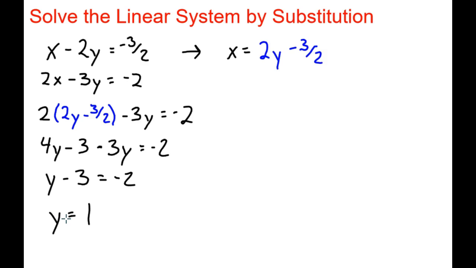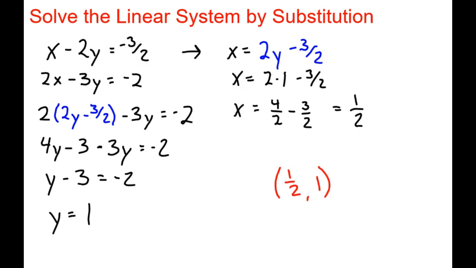Now we need to find the corresponding x value, so if we plug 1 in for y in our equation where we have x isolated by itself, then we'll get the corresponding x value. Plugging that value of 1 in for y, we get x equals 2 times 1 minus 3 halves. I would have to get a common denominator, so I rewrite 2 as 4/2. 4/2 minus 3 halves is 1/2. So this is the solution to the system of equations. The ordered pair 1/2, 1.